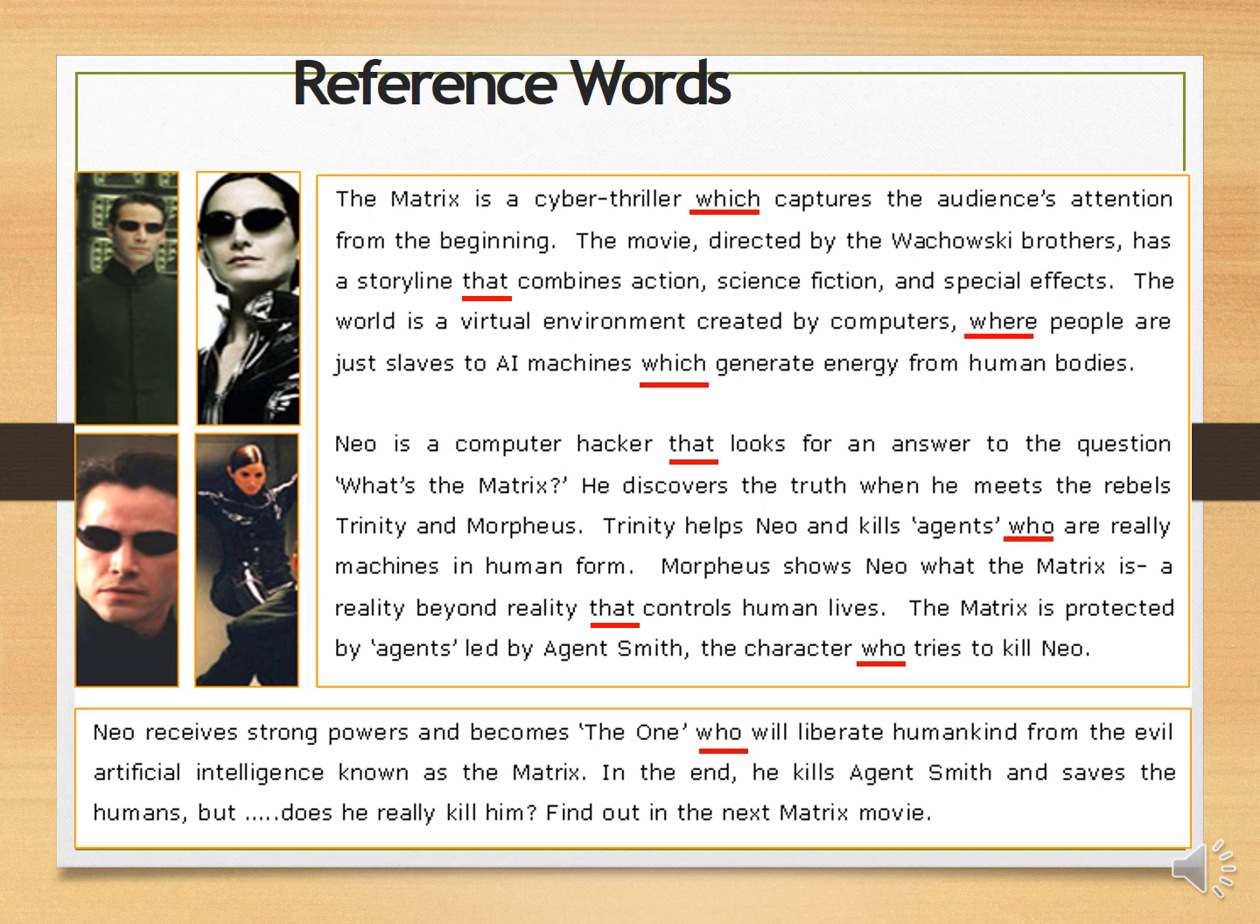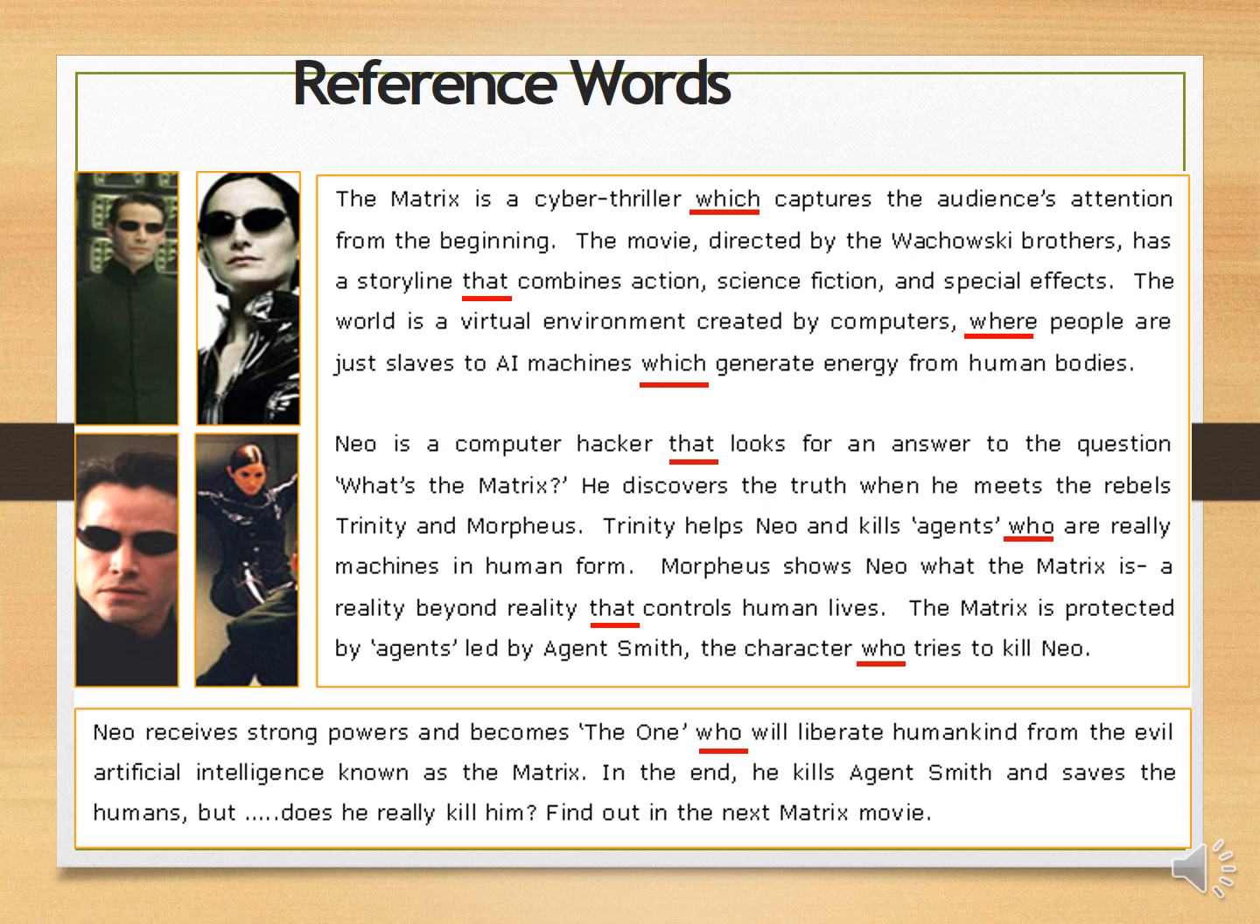Okay, The Matrix is a cyber thriller which captures the audience's attention from the beginning. Okay, so The Matrix is actually a film from my time. I don't think you know about this movie. The movie, directed by the Wachowski brothers, has a storyline that combines action, science fiction, and special effects.